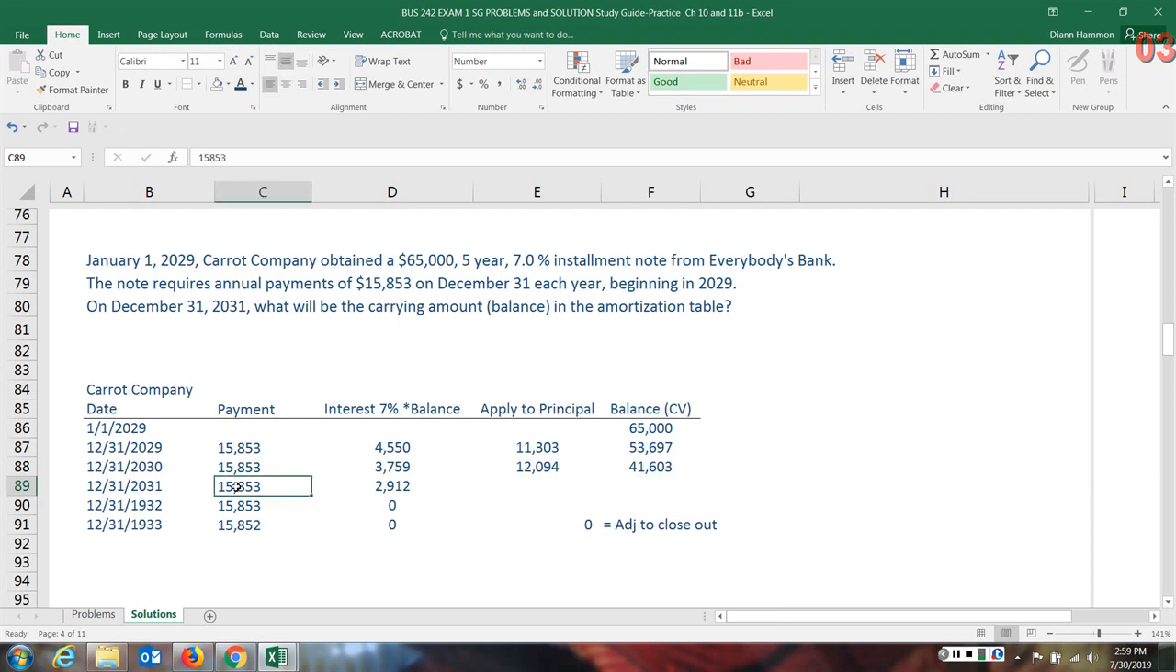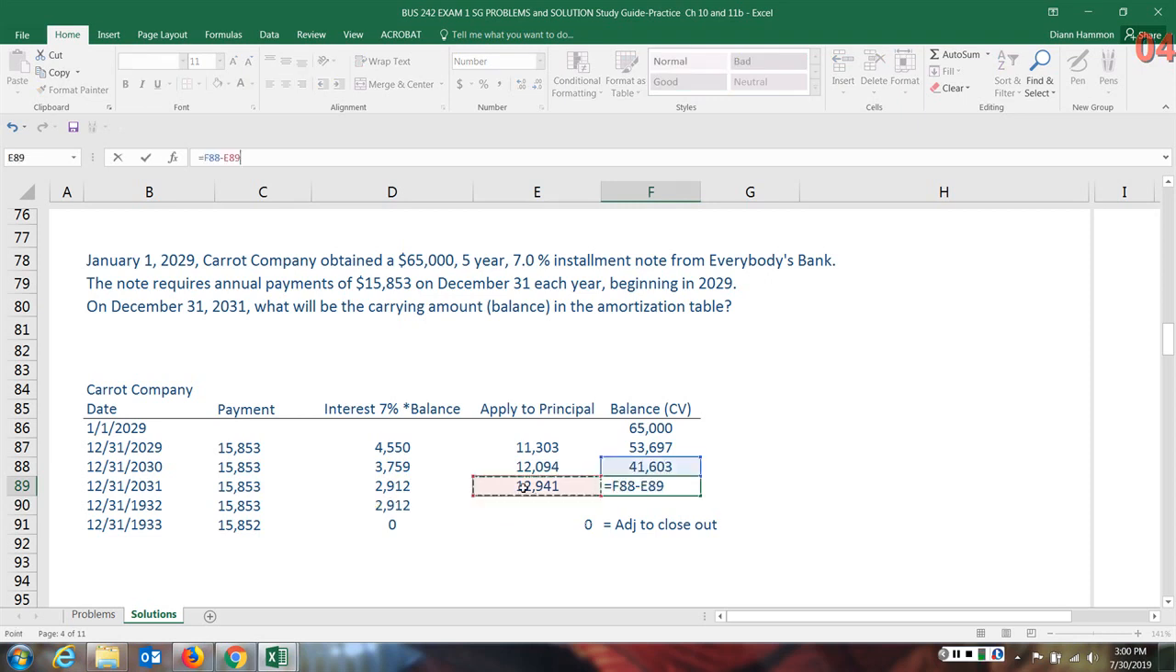The next year, the payment, $15,853, is sent in. Now we need to calculate the interest again. Interest is going to be on the carrying value, which is $41,603 times 7%, which is $2,912. The full amount of the payment, $15,853, minus that portion that's allocated to interest, means that $12,941 will be applied to the principal, leaving a balance of $28,662.